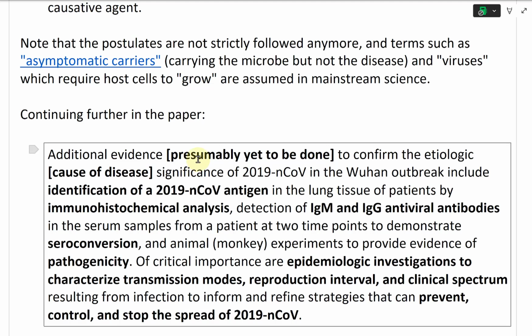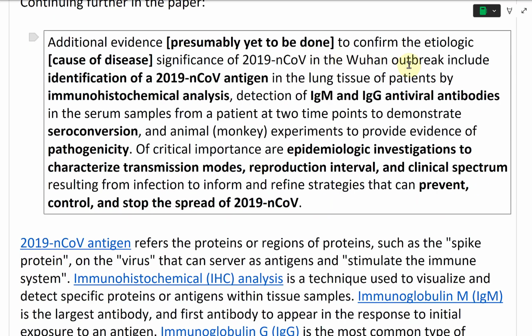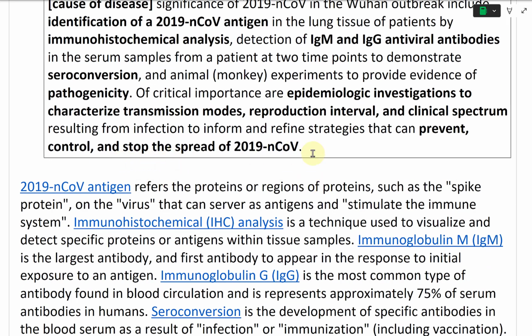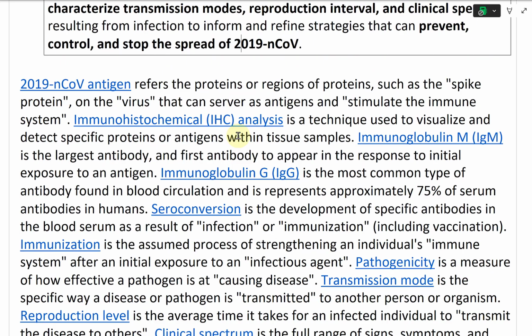Continuing further in the paper, additional evidence, presumably yet to be done, to confirm the etiological or cause of disease significance of 2019 nCoV in the Wuhan outbreak includes identification of a 2019 nCoV antigen in the lung tissue of patients by immunohistochemical analysis, and detection of IgM and IgG antiviral antibodies in the serum samples from a patient at 2 points to demonstrate seroconversion, and animal or particularly monkey experiments to provide evidence of pathogenicity. Of critical importance are epidemiological investigations to characterize transmission modes, reproduction interval, and clinical spectrum resulting from infection to inform and refine strategies that can prevent, control, and stop the spread of 2019 nCoV. Very interesting wording, as that's pretty much what's been blustered for the past few years during the COVID saga.